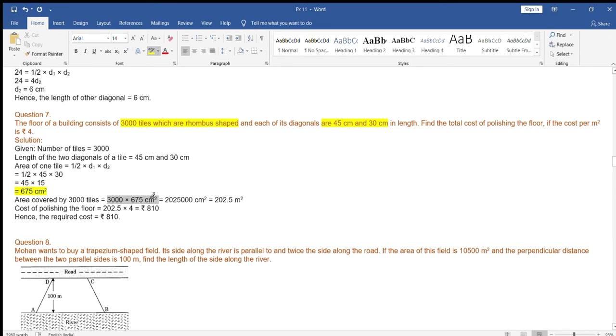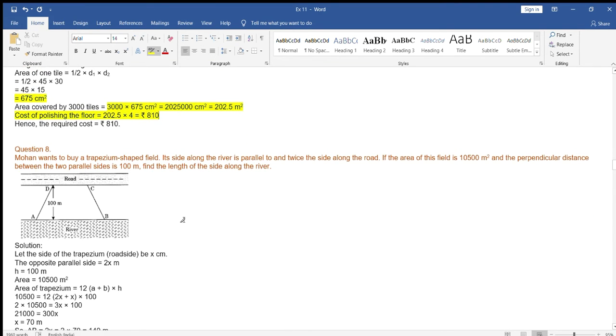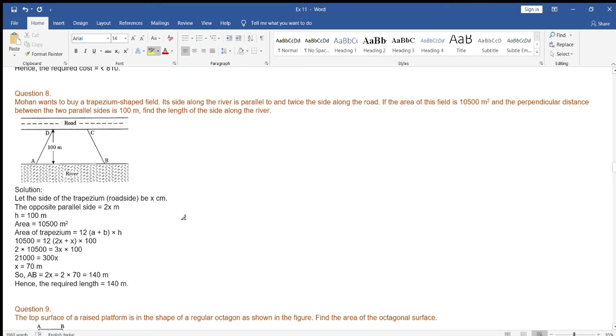Once we have found the area of one tile, then what do we have to find? The area of 3000 tiles, multiplied by 3000. Then we will find the cost of polishing. And how do we find the cost of polishing? By multiplying it by 4, because it is given to us as 4 per meter square. Okay. Now our next question, question number 8.